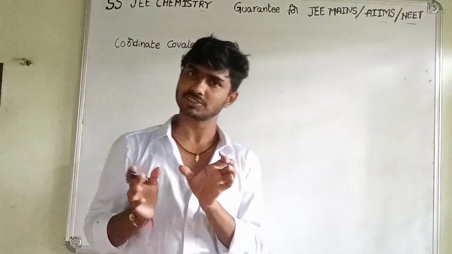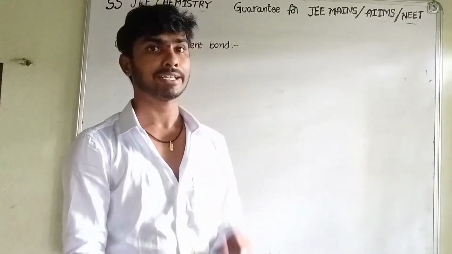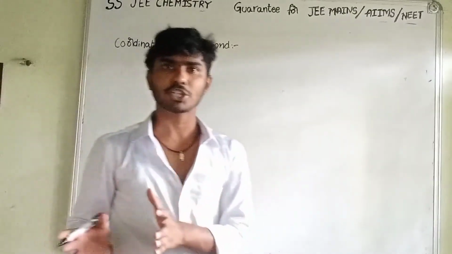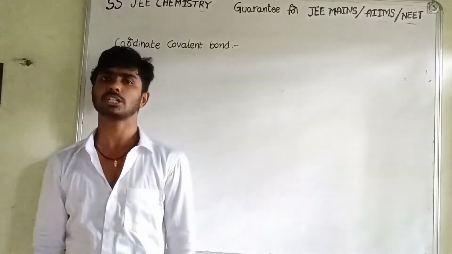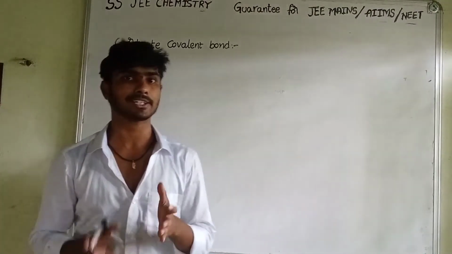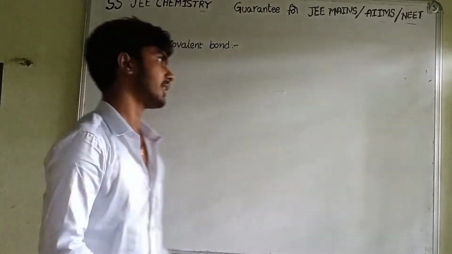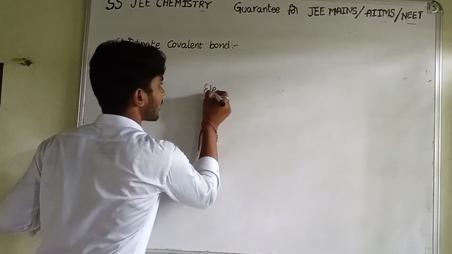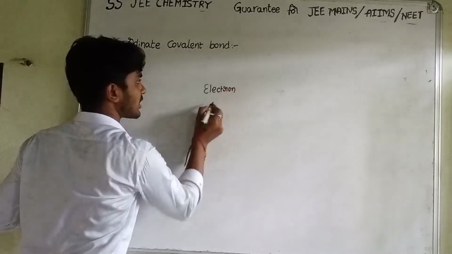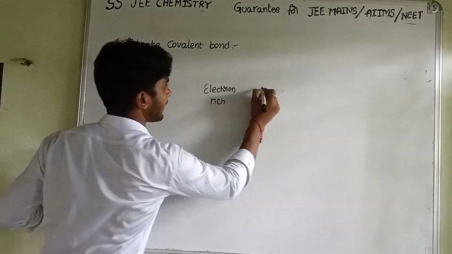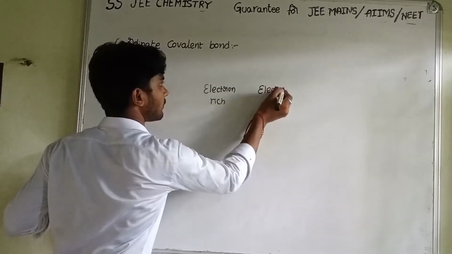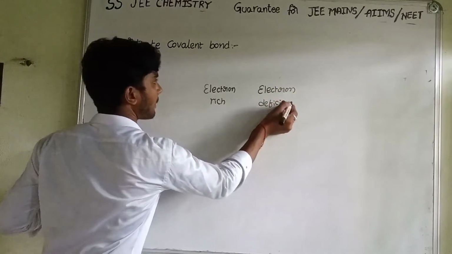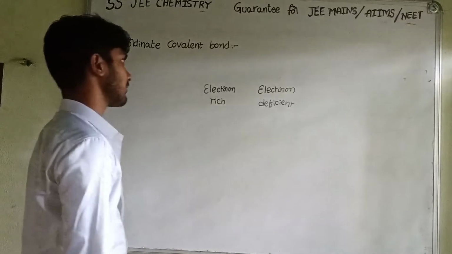Coordinate covalent bond is also a special type of covalent bond in which electrons are shared between an electron rich compound and an electron deficient compound. Electrons are shared between an electron rich compound and an electron deficient compound. This is what we call a coordinate covalent bond.